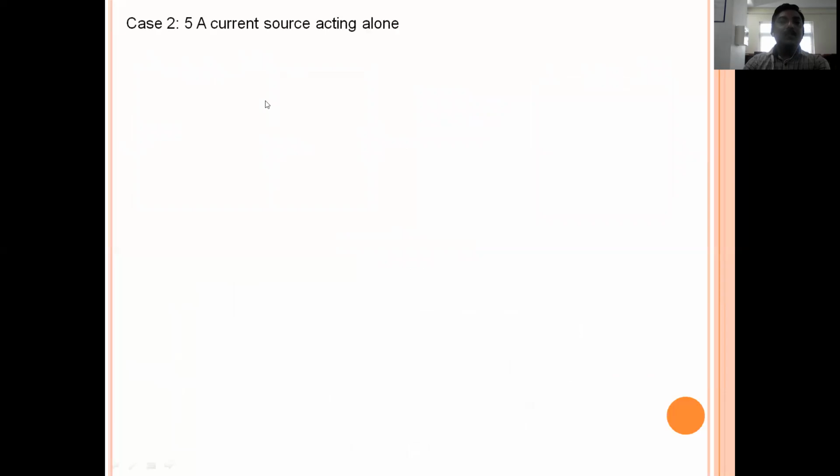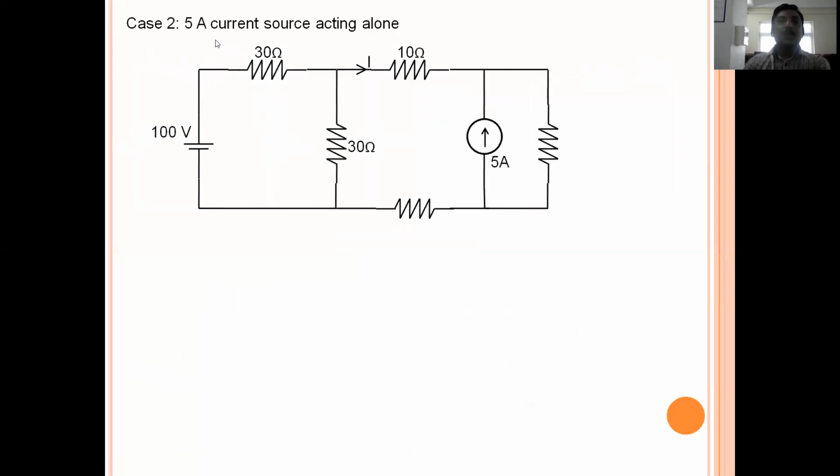And let's go for case 2. In case 2, only the 5 ampere current source is acting. That is, we need to deactivate the voltage source. So how can we deactivate the voltage source? We can deactivate the voltage source by replacing it with a short circuit. Okay, this is a short circuit.